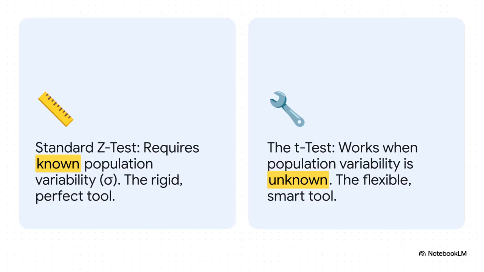Okay, so you might have heard of the z-test. And look, the z-test is great, it's fantastic. But it's a bit of a rigid tool. It requires you to know that population variability. It absolutely needs that missing clue. The t-test, on the other hand, well, that's our flexible smart tool. It's designed specifically for this exact situation, when you're working with, let's be honest, incomplete information, which is most of the time.